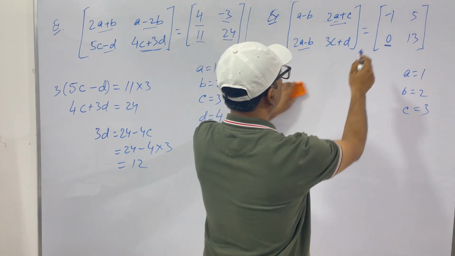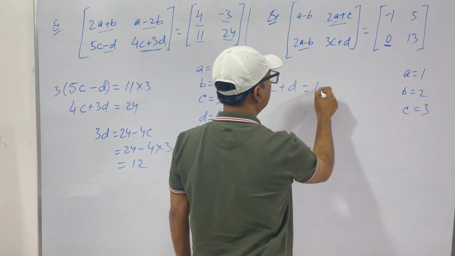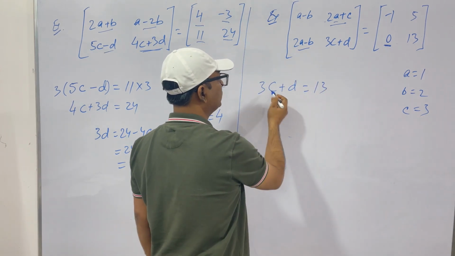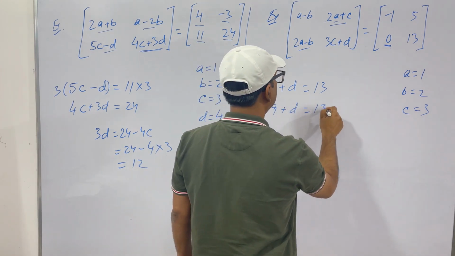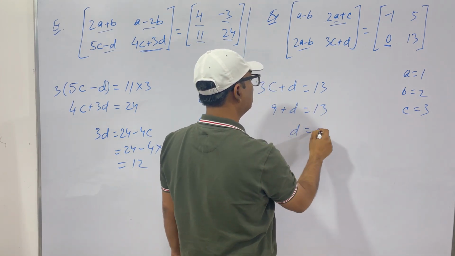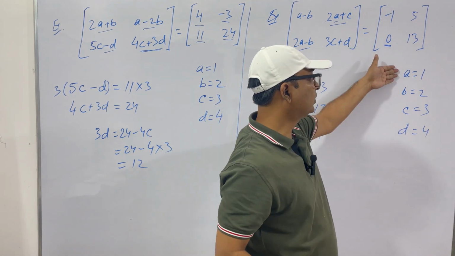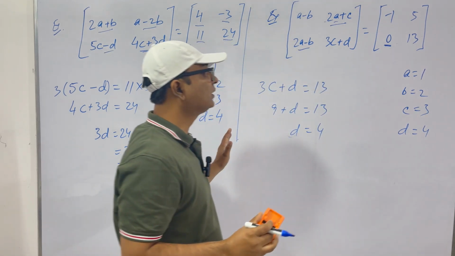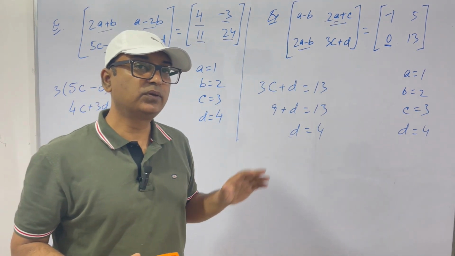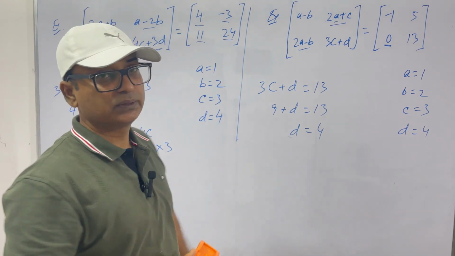Then finally we have this one. 3c plus d is equal to 13. c is 3. So this is 3 cross 3, 9 plus d is equal to 13. What do we get? d is 13 minus 9, that is 4. So we have a equal to 1, b equal to 2, c equal to 3, d equal to 4. So we have solved the question. So this is the meaning of equality of matrices. On the basis of that, we can solve any question. Clear?